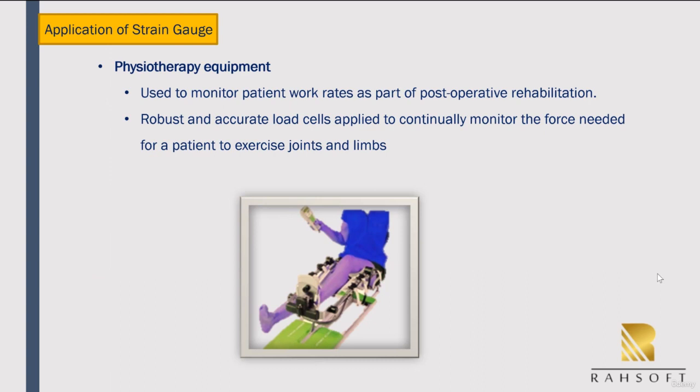Another example of strain gauge is physiotherapy equipment. They're used to monitor patient work rates as part of post-operative rehabilitation processes. Robust and accurate load cells are continuously applied to monitor the force needed for the patient to exercise joints and limbs, and see how far they've gone in the rehabilitation process and what steps are further needed.